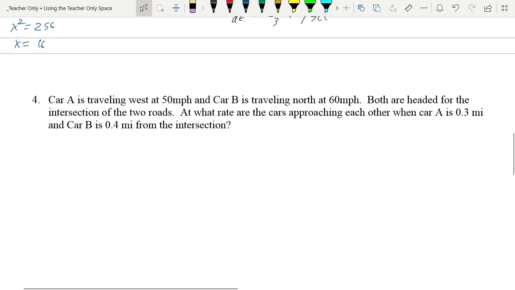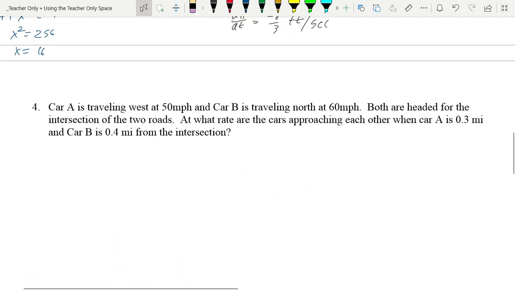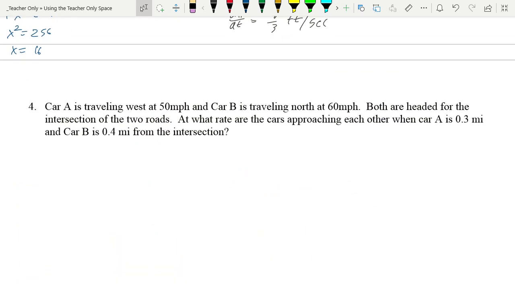All right, last problem. You've almost made it. Yes, we've almost made it. All right, so car A is traveling west at 50 miles per hour. Those of you who don't remember, north is up, south is down, and then it spells the word "we." Or never eat soggy waffles, however you want to look at it. I like the "we," it gets me the right orientation.